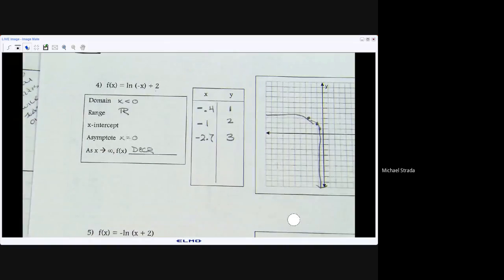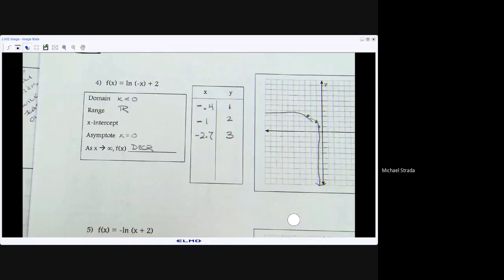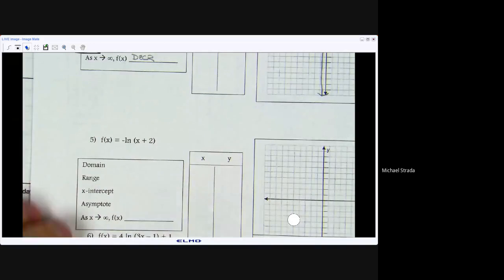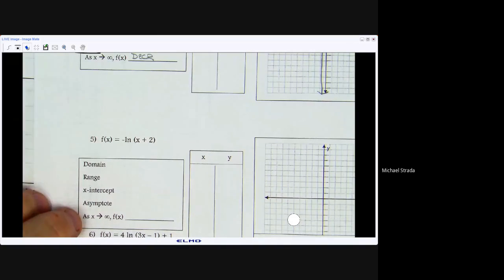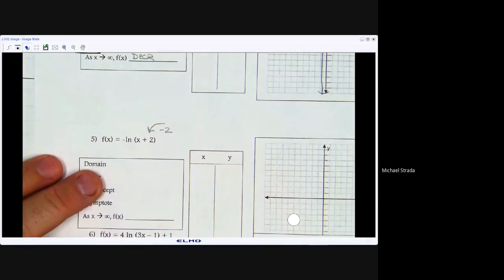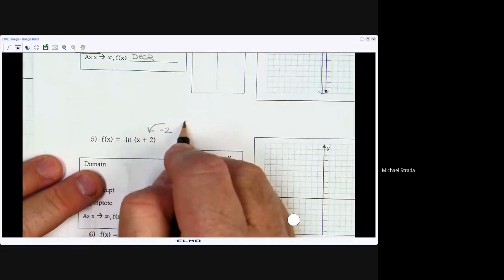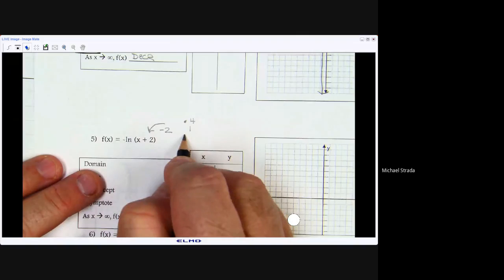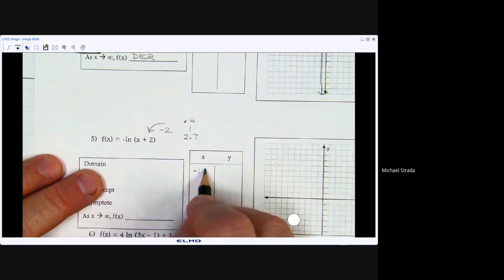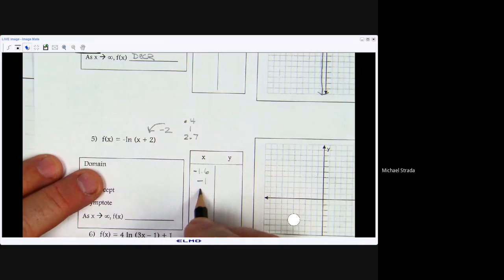So when it's just negative x on the inside, flip your signs. Now 5, f of x equals the negative natural log of x plus 2. The opposite of plus 2 inside parentheses is negative 2. So I'm going to do that to my 0.4, my 1, and my 2.7. I'm going to subtract 2. I'm going to have negative 1.6, negative 1, and 0.7.